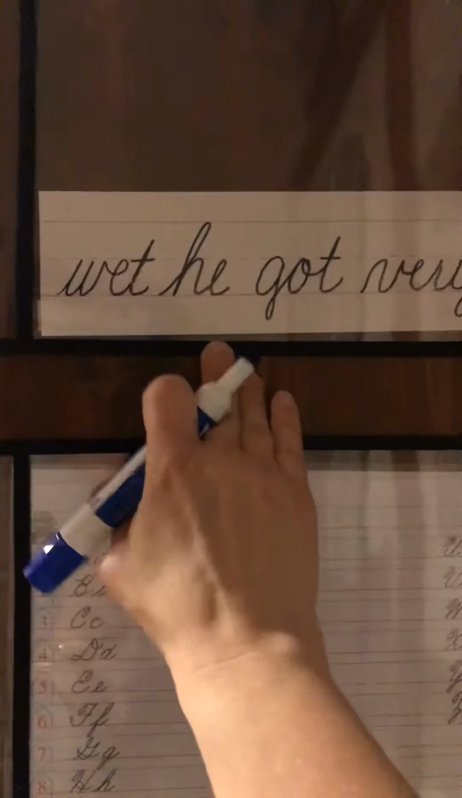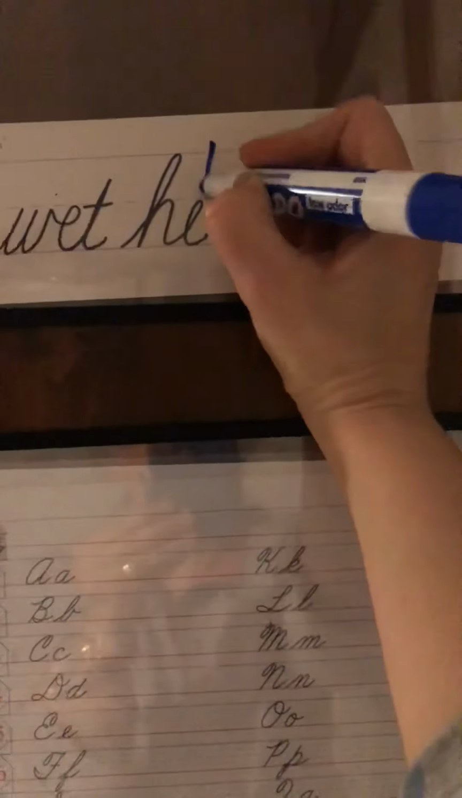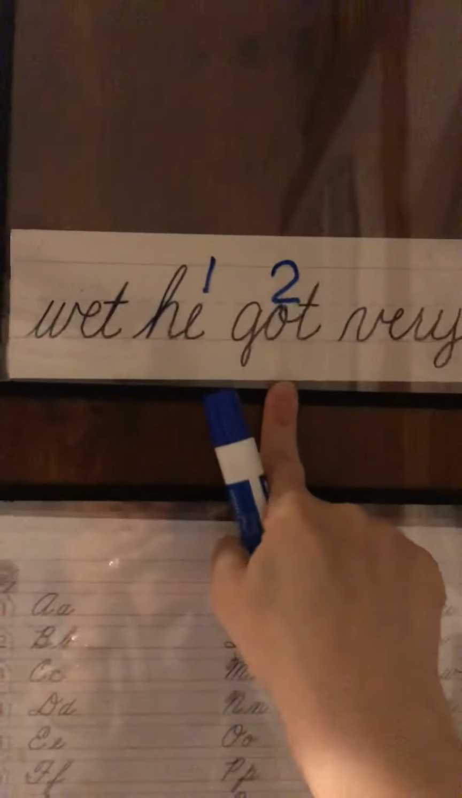Wet he got very. If somebody walked up to you and said, "wet he got very," are you going to know what he talked about? Well, let's see if we can rework this thought into a sentence. Who are we talking about? He. So that'll be our first word. He. He what? He wet? He got or he very? Ooh, he got. He got what?